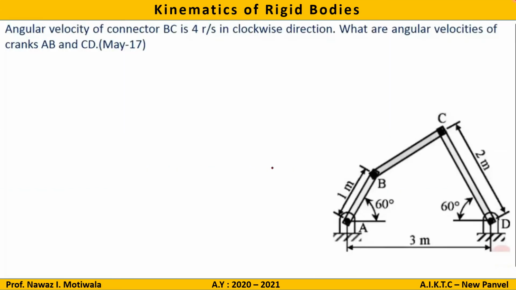Angular velocity of connector BC is 4 radian per second. The angular velocity of this BC is given to us as 4 radian per second in clockwise direction. Now, what are the angular velocities of cranks AB and CD? We want to find out what is omega AB and omega CD.